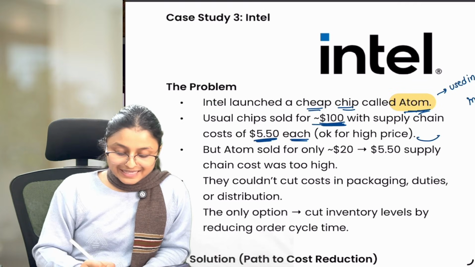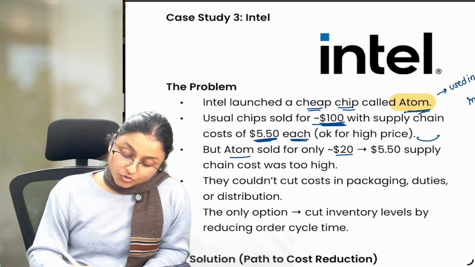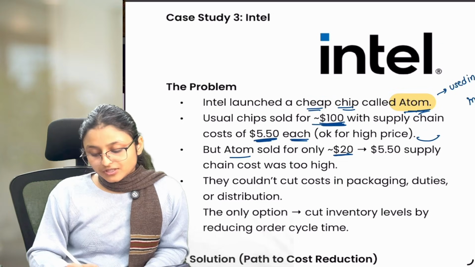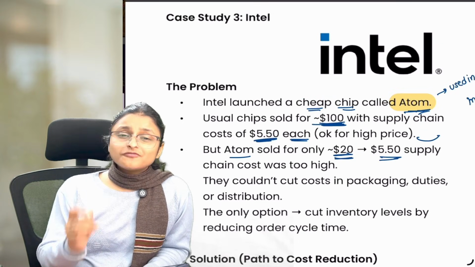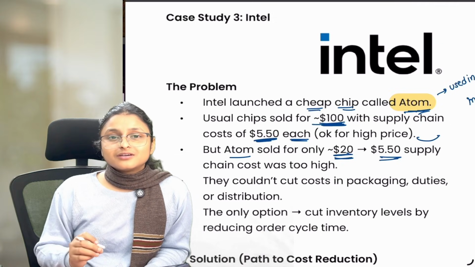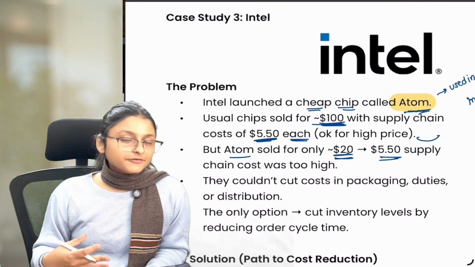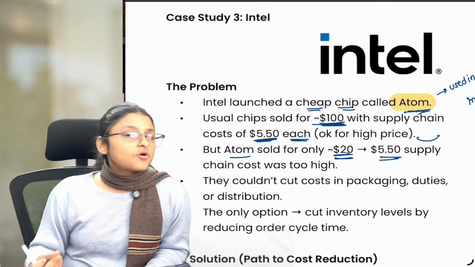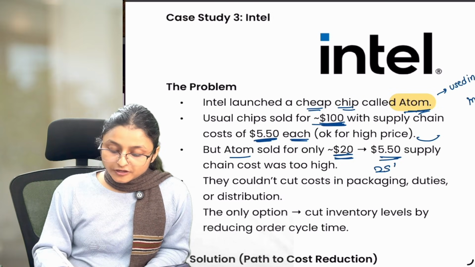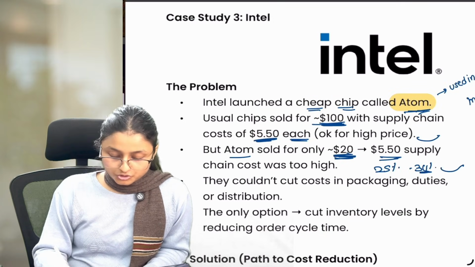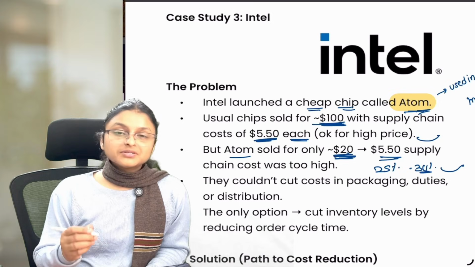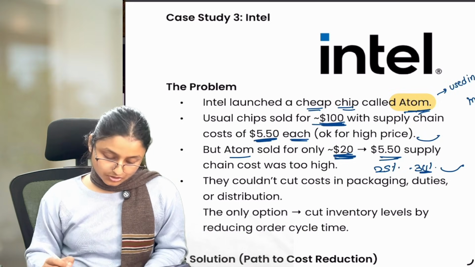But the thing is, these atom chips are sold only for $20. Now think about it. Chip is for $20, but supply chain cost is $5.5. Think about it. It's very high for a particular product which is of low cost. It's around 25 to 30% of the cost of our product, which is huge. And that is why it became necessary for Intel to reduce this cost.